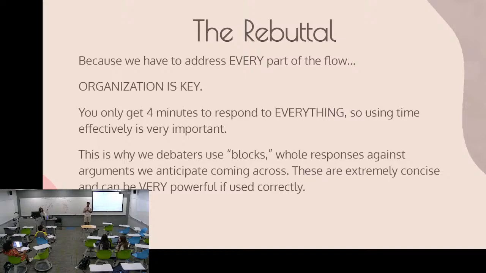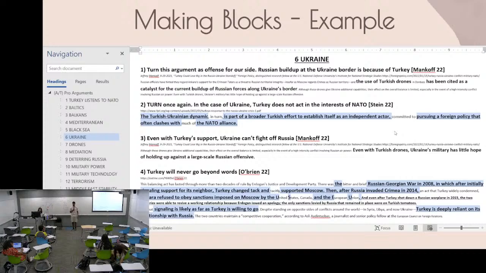So rebuttal is hard, but fear not, because this is why we debaters use blocks, which are whole responses against arguments that we anticipate we'll come across. We talked about this too. Blocks are very concise, and they're very, very powerful if used correctly. So let's practice a little bit with blocks, because this is very important in debate. Here's an example of one of my blocks from a previous topic, previous case.